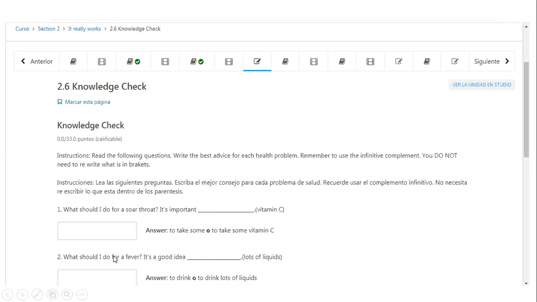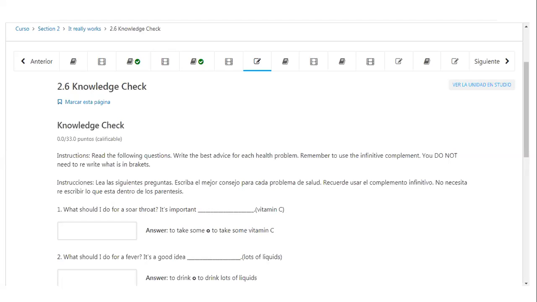What should I do for a fever? It's a good idea. Esa es otra expresión que también podemos utilizar. Lots of liquids to drink. Entonces, ¿por qué se llama infinitive complement? Porque estamos utilizando un verbo infinitivo. To drink, tomar, right? En este caso, beber, ¿verdad?